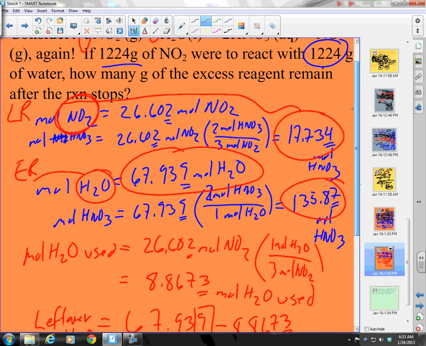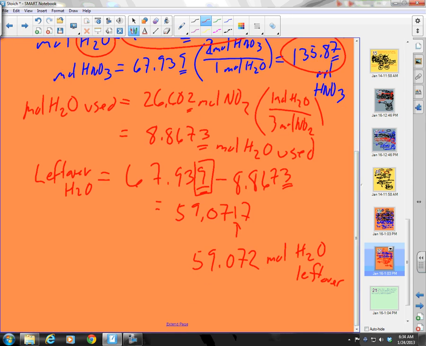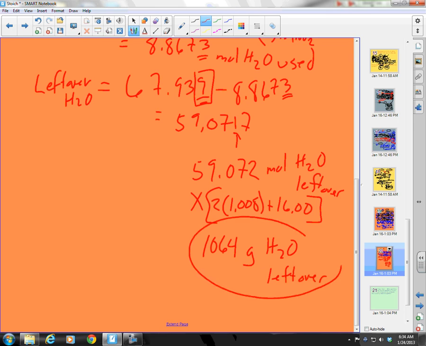Good. Is that what we asked for, or did they ask for grams? How many grams? So I have moles here, so what do I have to do? Need to multiply this by the molar mass of water, 2 times 1.008 plus 16.00. Okay, let's see if we can do this. Store 2 times 1.008 plus 16, times recall 1. How about 1064, 4 sig figs, grams of H2O left over. That's how we do it.